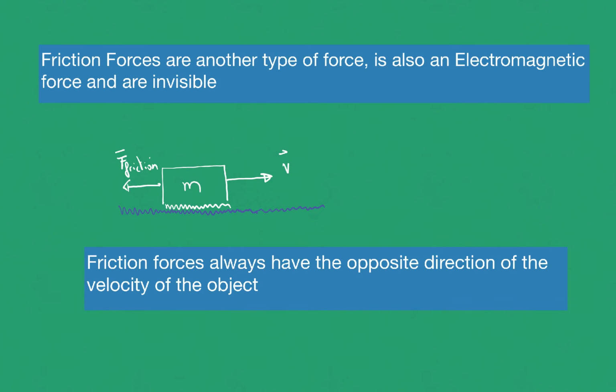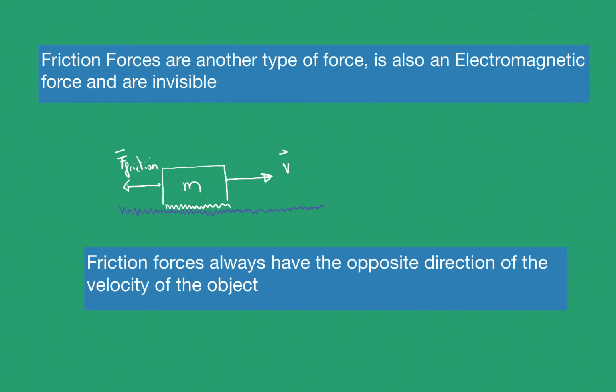Okay. There is another type of force: friction forces. Friction forces are also electromagnetic forces, and they always act in the opposite direction of the velocity vector. If the velocity vector is going to the right, the friction force will go to the left.